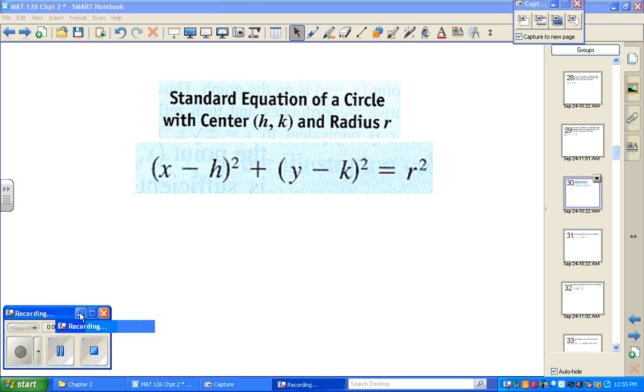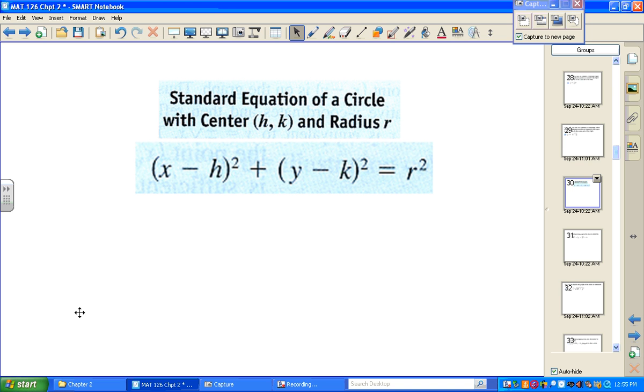Right, so let's see if we can finish this section up today. If not, we'll go from there. But anyway, here is the standard equation of a circle.